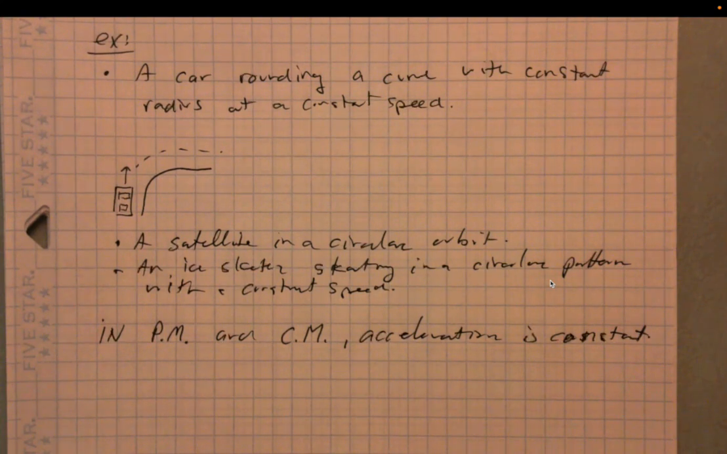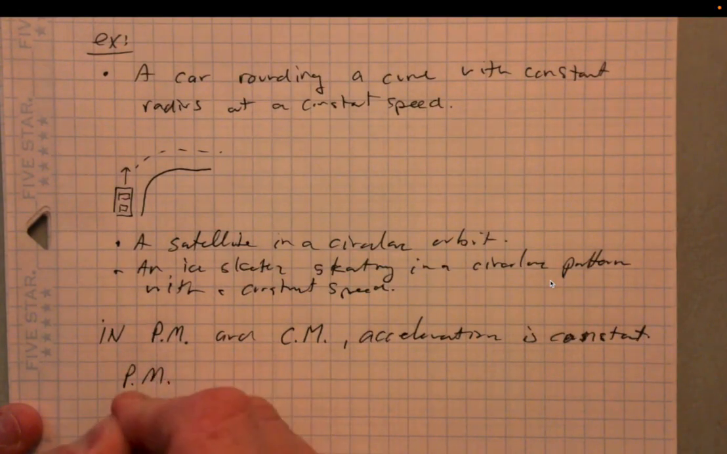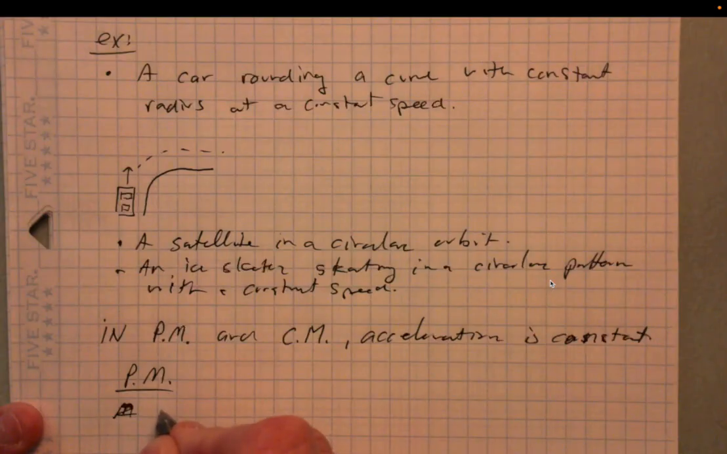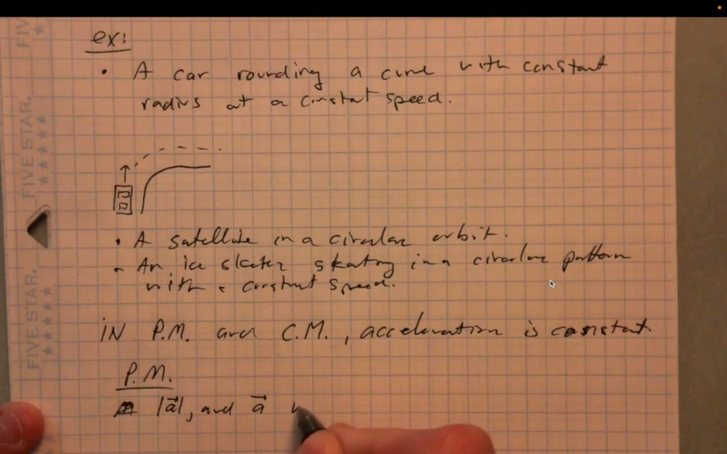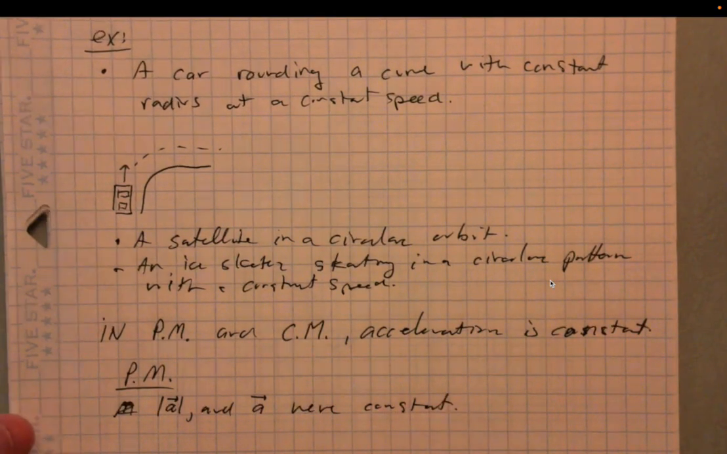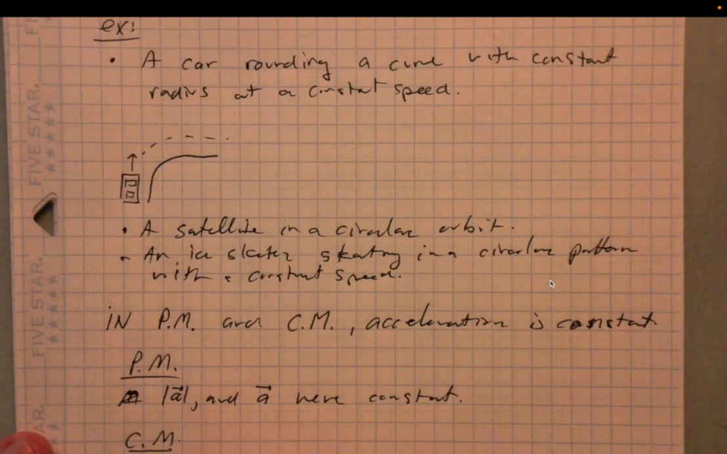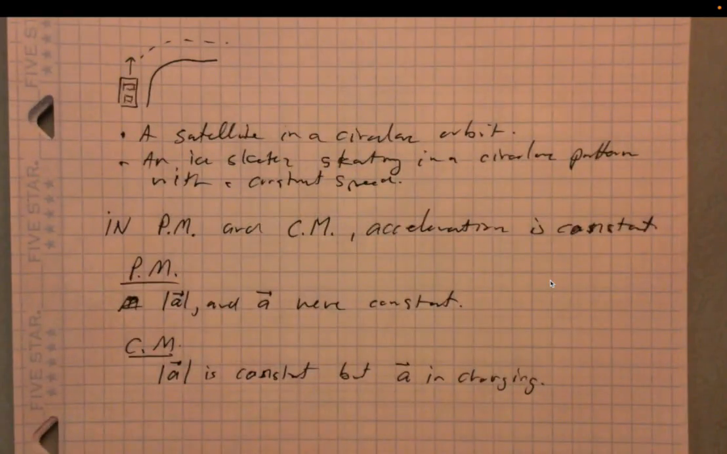In our examples for circular motion, the magnitude of the acceleration will be constant, but the direction of the acceleration will vary. So for projectile motion, we would say that the magnitude of the acceleration and the acceleration itself were constant. But in circular motion, the magnitude of the acceleration is constant, but the acceleration vector itself is changing, specifically the direction.